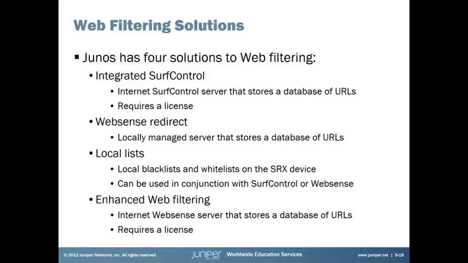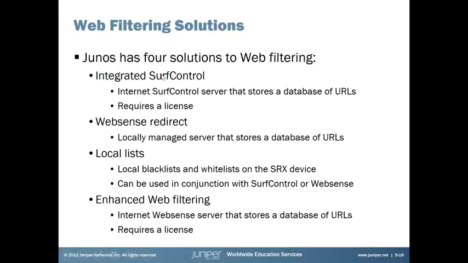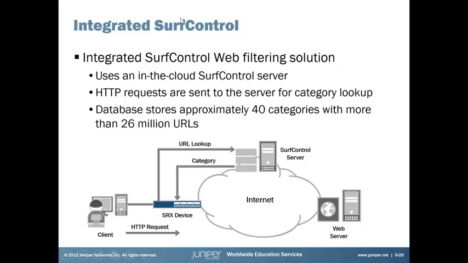Local lists, so local blacklist and whitelist on the device itself, can be used in conjunction with Surf Control or Websense. And then there's enhanced web filtering that stores a database of URLs, and that requires a license. So really, the ones that require a license and that use the database are Surf Control and enhanced web filtering. Personally, I've used the enhanced web filtering. I haven't used the Surf Control. I found enhanced web filtering to be pretty good.